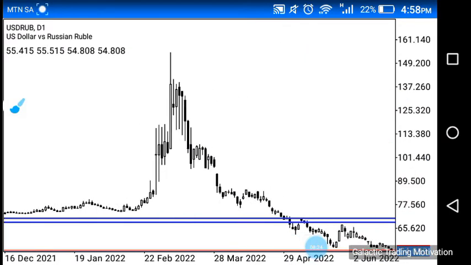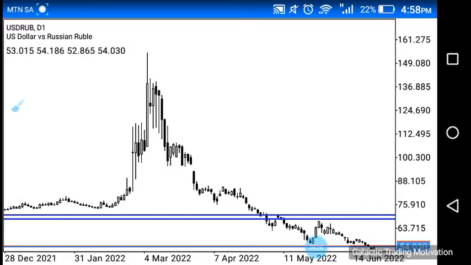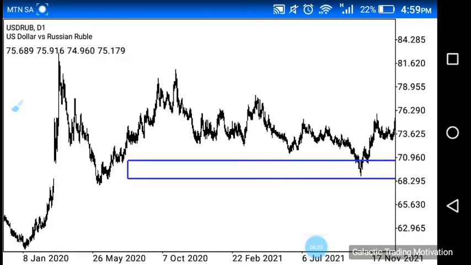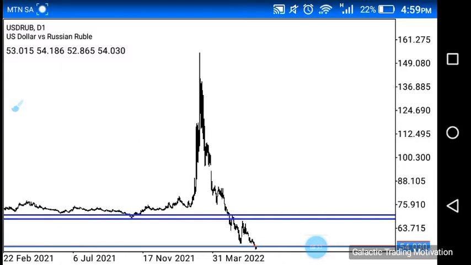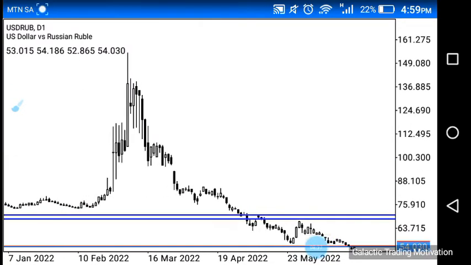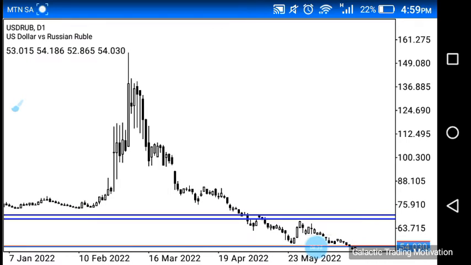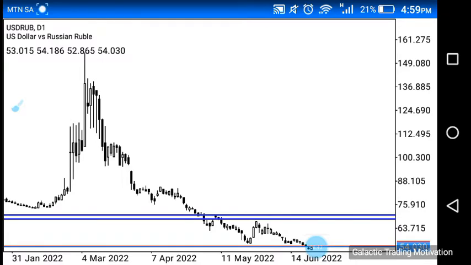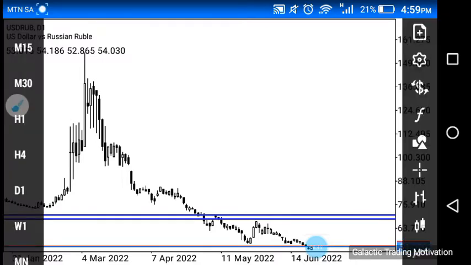So here we are on the daily chart. What do we see on the daily chart? On the daily chart, what I'm going to do is, if it allows, add a channel. Just bear with me, guys. So how would I add a channel here?